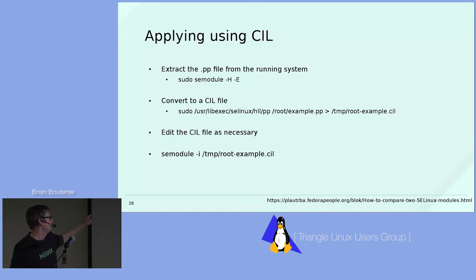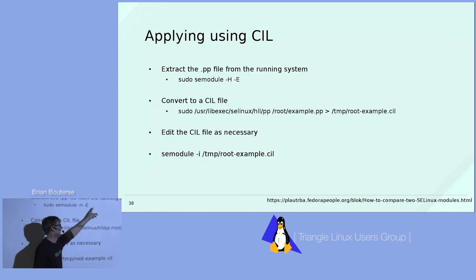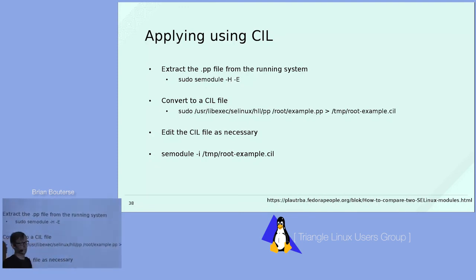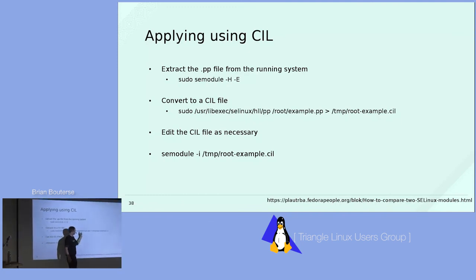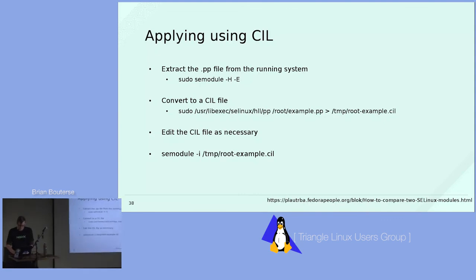So you can, for instance, extract the PP file from a running system. This example is not quite correct. It should say sudo semodule -He and then the name of the module here. I've got to update this, sorry. You can convert the PP file that was dumped out into a .cil file, edit the CIL file as necessary, and then reinstall the CIL file like that.